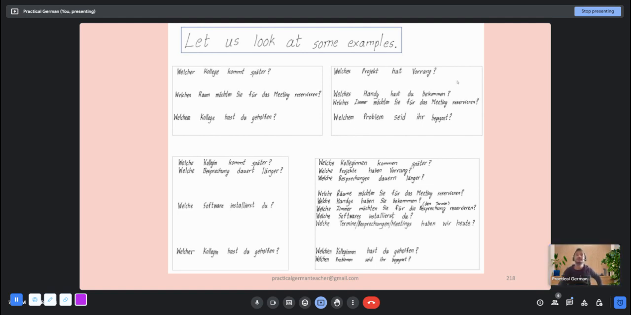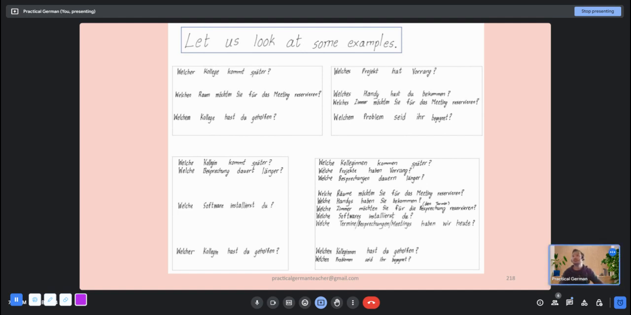Welches Projekt hat Vorrang? Sorry, not Frong, Vorrang. Vorrang. Welches Handy hast du bekommen? Welches Zimmer möchten Sie für das Meeting reservieren? Welchem Problem seid ihr begegnet? Begegnet. Okay.